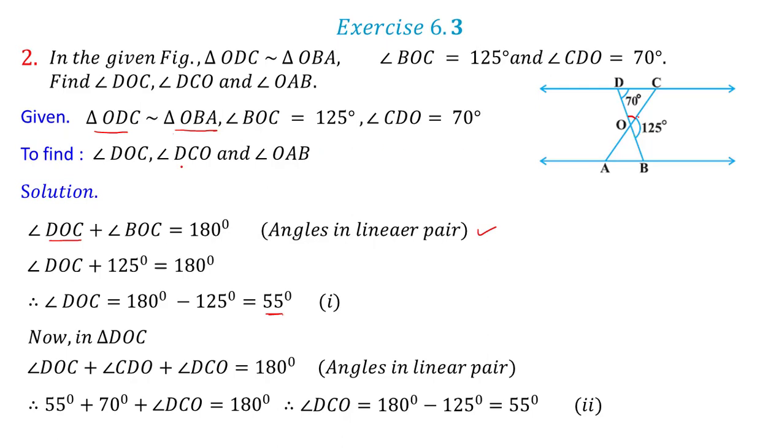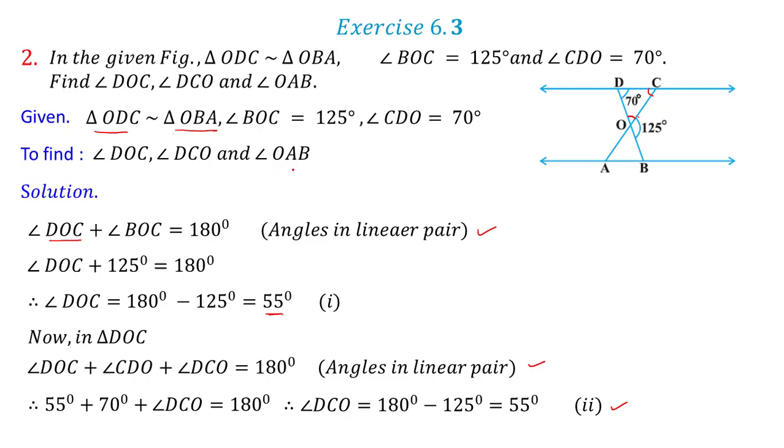Now the next they ask me to find DCO. Now this angle we have got. So by angle sum property again I can find out this angle. This is 55. So this angle when I calculate, I will get value 55 only. Because sum of all these three angles is 180 degree, so angle sum property we have used, and we got this angle as 55 degree.